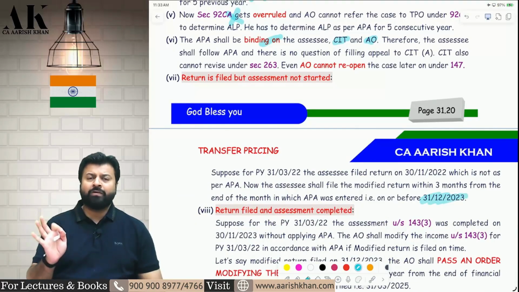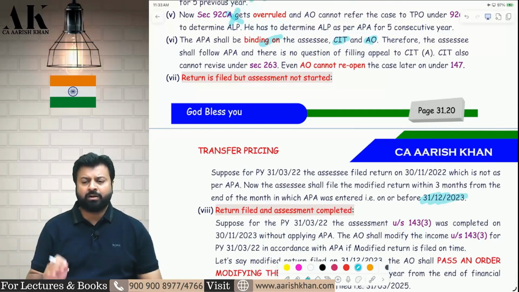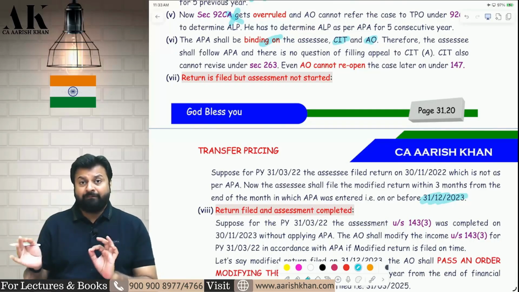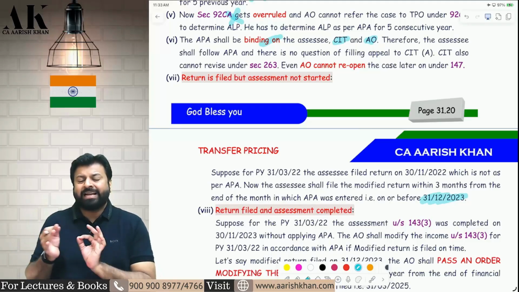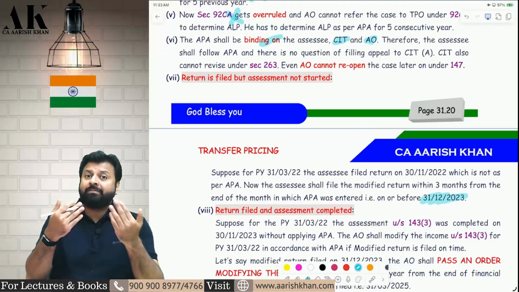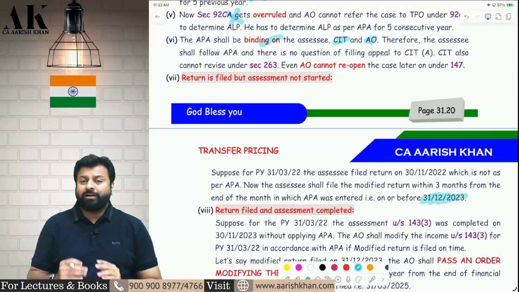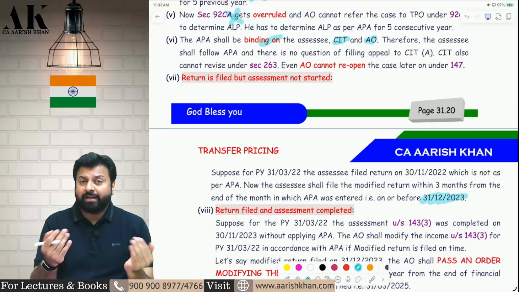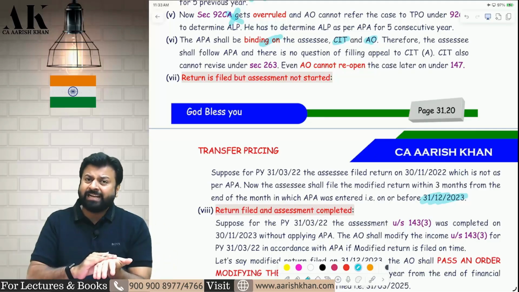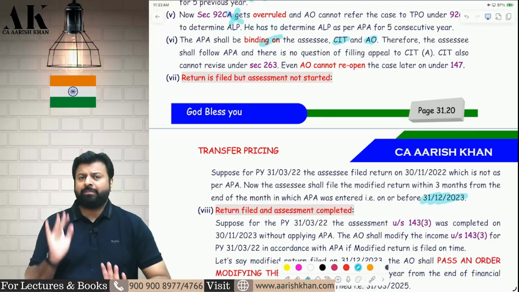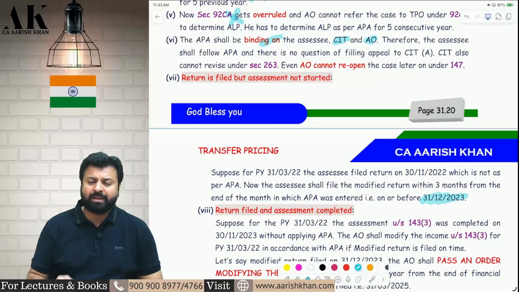In that case, the AO will do assessment as per this particular modified return only, don't worry. But when you file the modified return, you have to change only those items which are covered in APA. You cannot claim deductions of new items. You cannot claim deductions of new items in the modified return. You will only change the modified return to the extent to give the effect of APA. Nothing else will be covered in that particular APA. I hope it is clear to all of you.